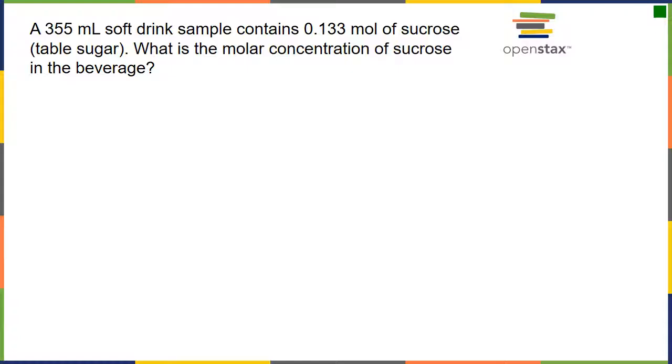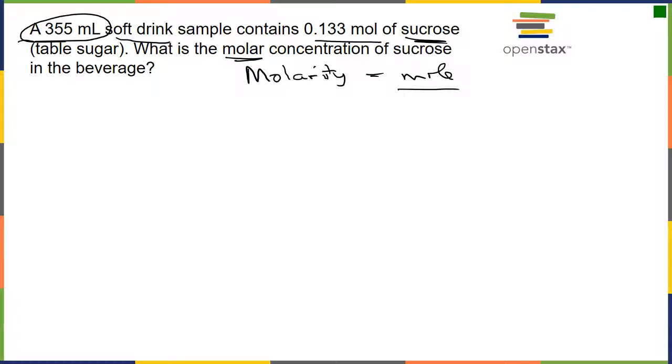So how might we do this? Well, we have a soft drink, and we know how many moles of sugar it has in this soft drink, and we want the molarity. By the way, we also call it a molar concentration, or the molarity of the solution. We know that molarity is moles of the solute, which in this case is our sugar, divided by the total volume of the solution in liters. So we've got to remember volume of solution in liters.